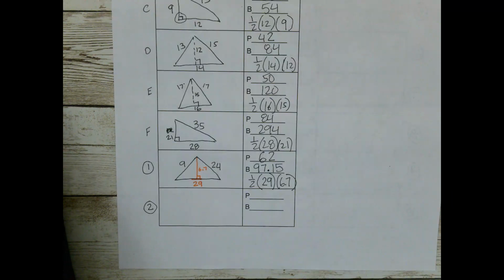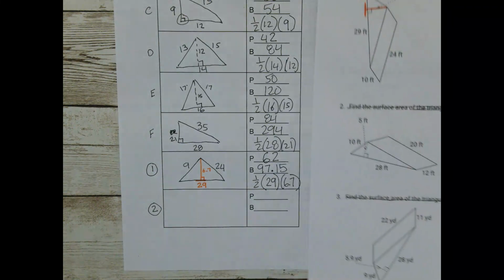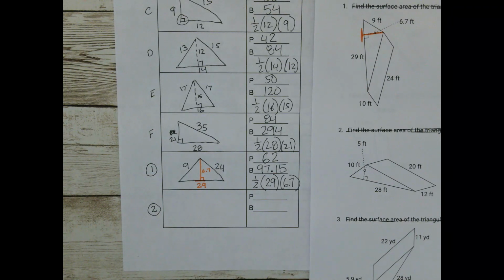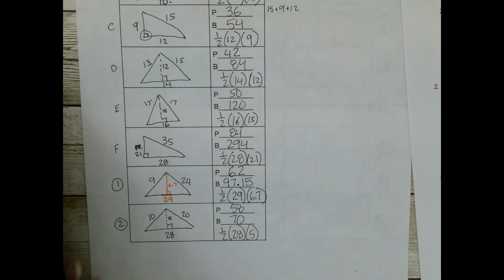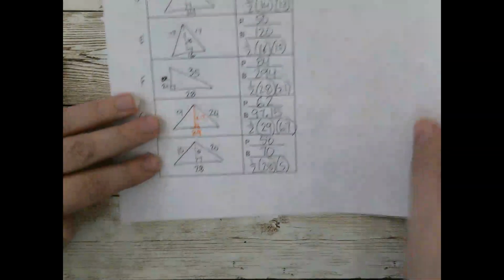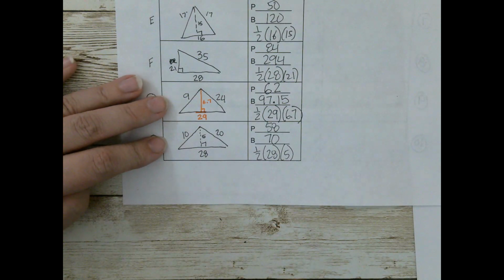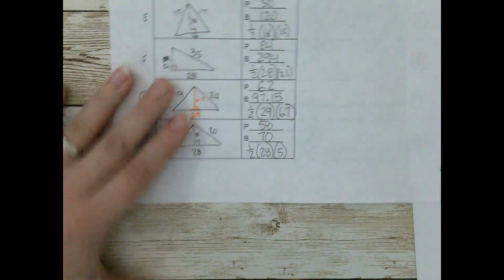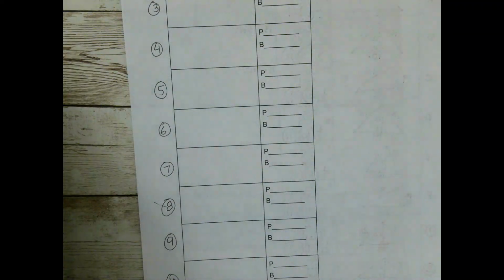You want to, we can sketch number 2 and find the perimeter and base, area base, and see if you'll get the same one. Yeah, that's exactly what I got. And then you'll flip over and do the rest of them the same way.